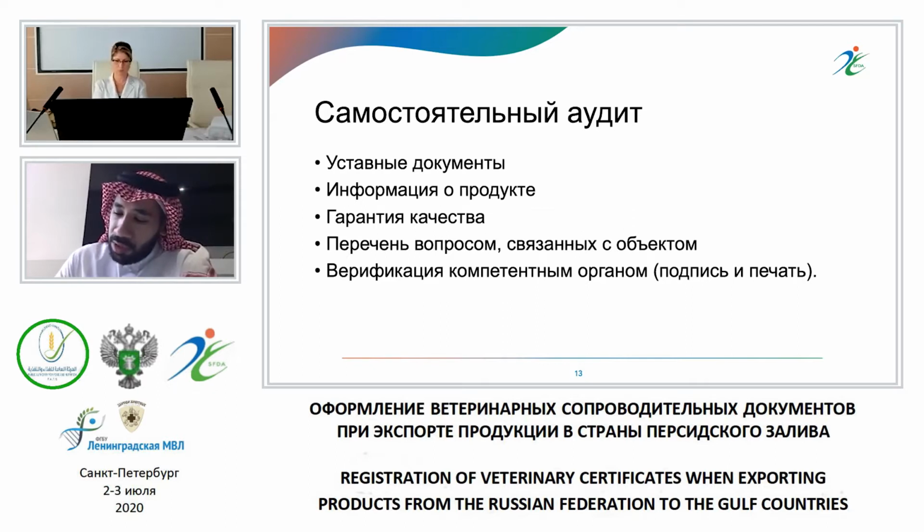The self-audit has the information of the establishment, product, quality assurance, and some questions related to the facility itself, and the verification of the competent authority signature and stamp at the end of the self-audit. So for some products, we require the self-audit, even if the competent authority is approved.